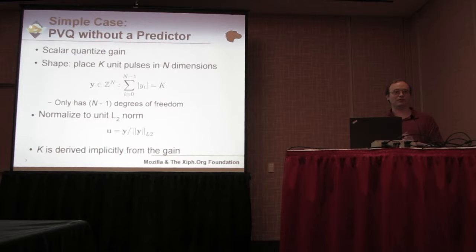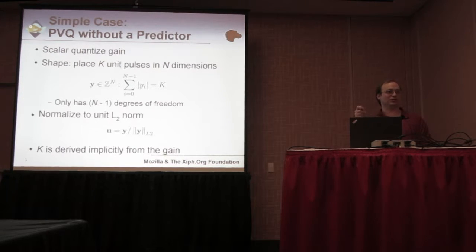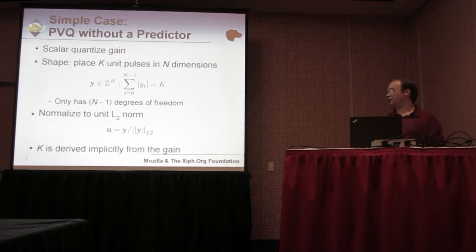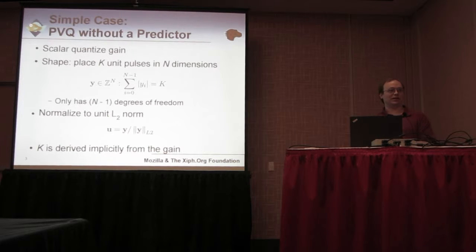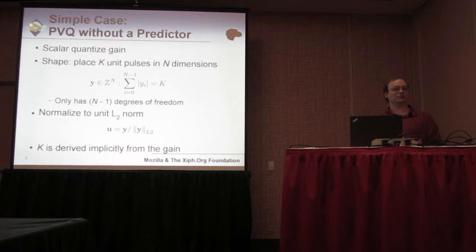If you have an n-dimensional vector and I have k unit pulses that I can allocate one at a time, I can place one in one dimension and two in another dimension and so on until I've used up k of them. They can either be positive or negative, but all the ones in the same dimension have to point in the same direction. Another way of writing this down is a vector of integers. When I sum the absolute value of all my integers, I get k at the end. That defines the kind of vectors that can exist in this codebook.